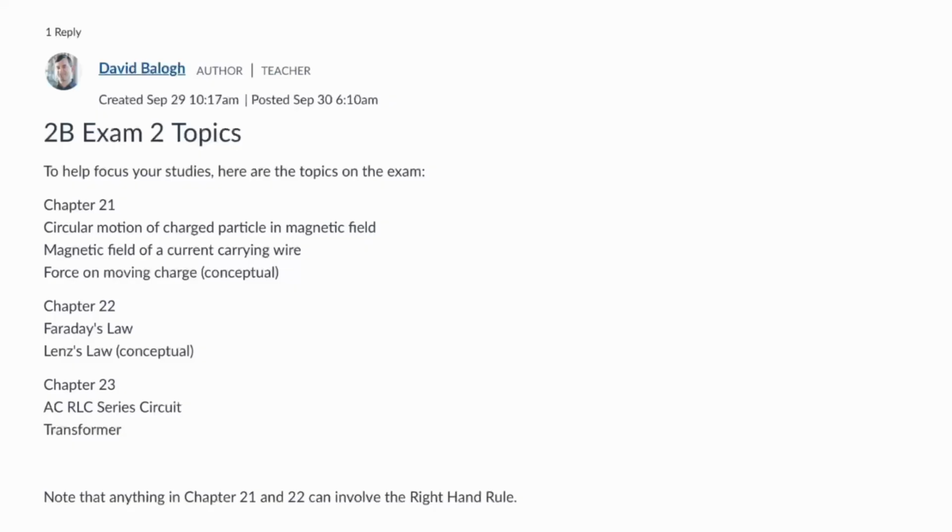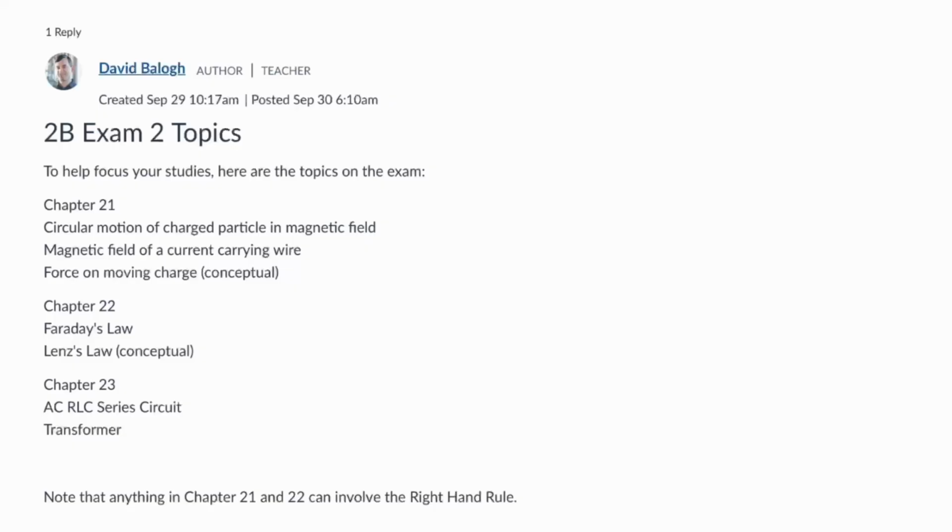And then Lenz's law conceptual. Are there right-hand rules in there? Yes, right? So that's two direct call-outs to things that are going to involve right-hand rule. But does Faraday's law potentially need right-hand rules to do? Magnetic field of a wire, you have the crossed wires on your homework and you need to know whether to add or subtract the fields, right?